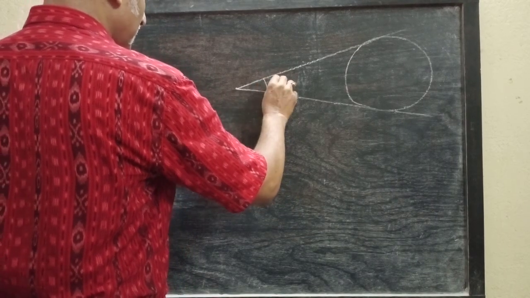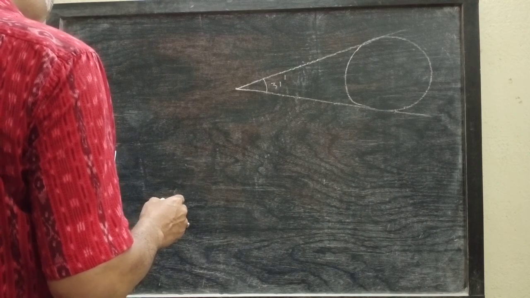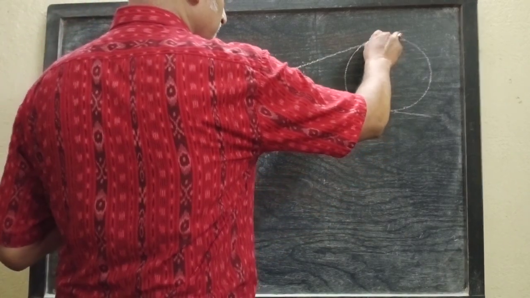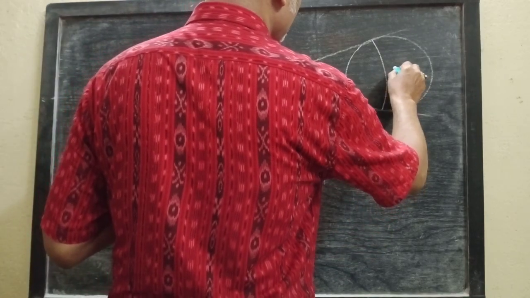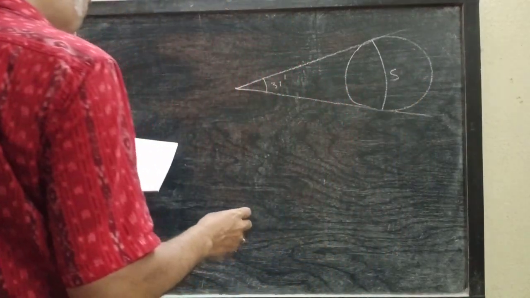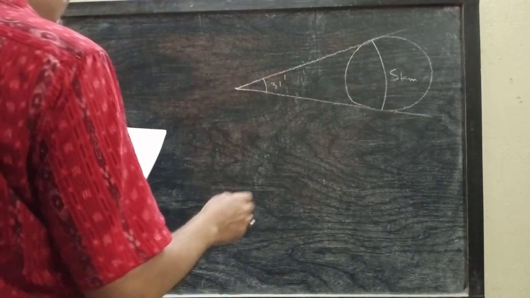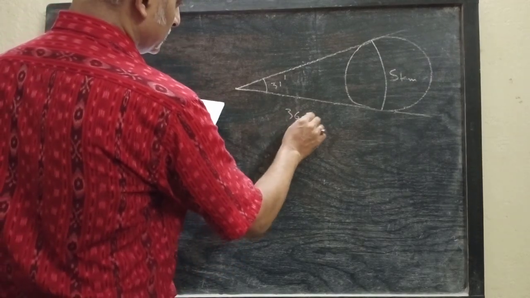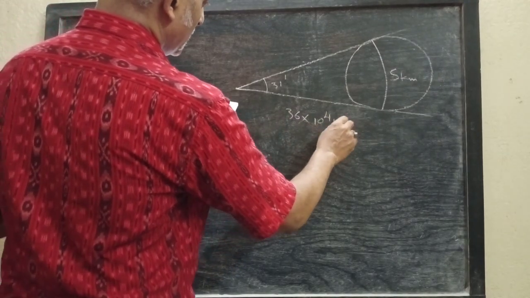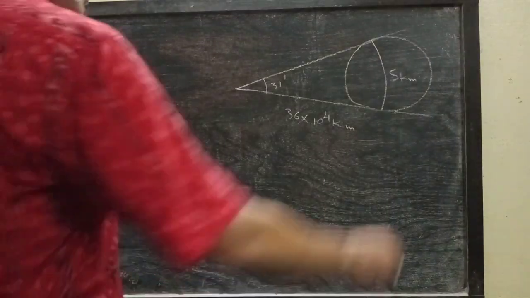This angle is 31 minutes. The diameter of the moon is asked here. This arc will be considered as the diameter of the moon, which is s kilometers. And the distance of the moon from the earth, that is from the observer, is 36 into 10 to the power 4 kilometers. Now you have to find this diameter.